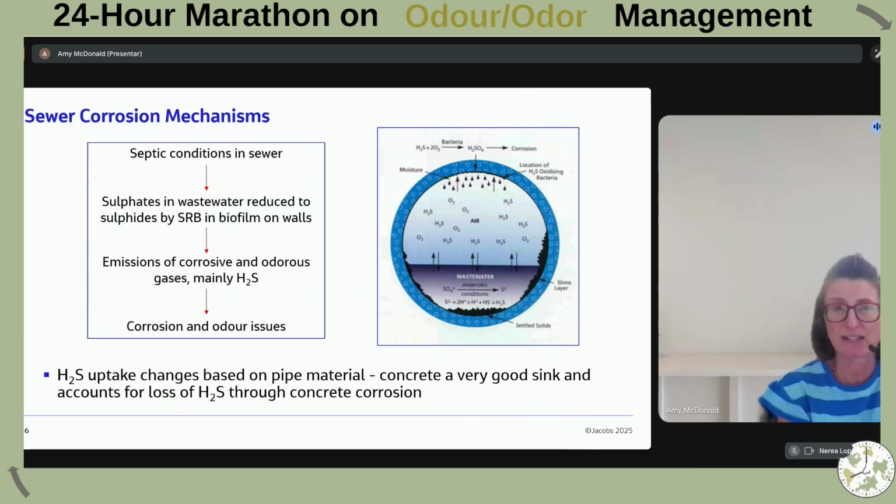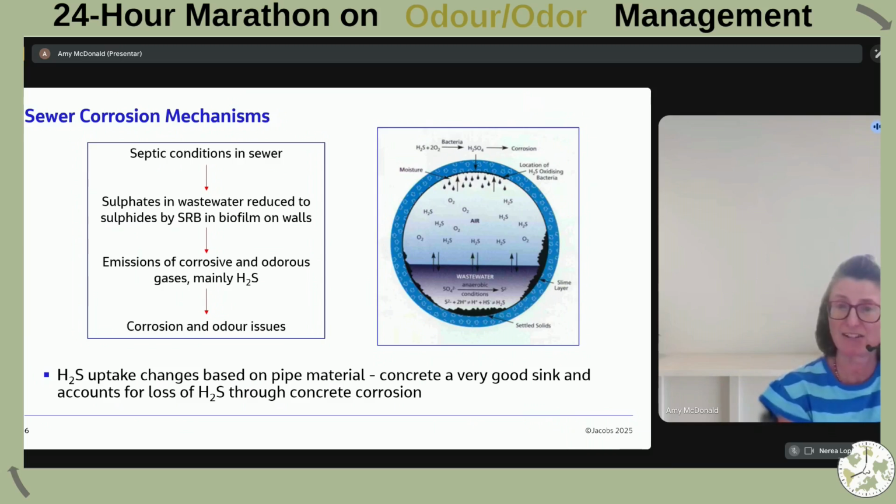This H2S is then oxidized by H2S oxidizing bacteria that live in the crown of the sewer, producing sulfuric acid, which then leads to corrosion of concrete sewers. It's important to note that the H2S uptake changes based on pipe material. Concrete's a very good sink and accounts for loss of H2S from the headspace through concrete corrosion.